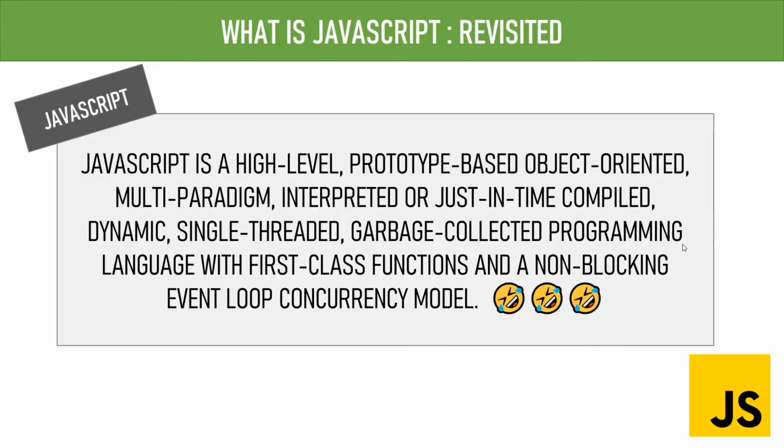JavaScript is high level, prototype based, object oriented, multi-paradigm, interpreted or just-in-time compiled, dynamic, single-threaded, garbage-collected programming language with first-class functions, and a non-blocking event loop concurrency model. Wait, what is this? Is this some kind of joke? Well, yeah. It kind of is. Actually, I just packaged as much information as possible about JavaScript into one understandable and readable sentence just for fun.